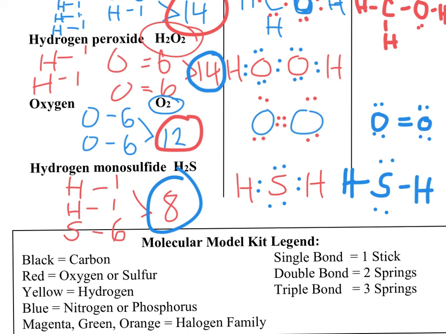Perfect. Let's get that done, and we'll move next to building the model kits so we can draw the ball and stick model, which means we'll actually draw the proper shapes.